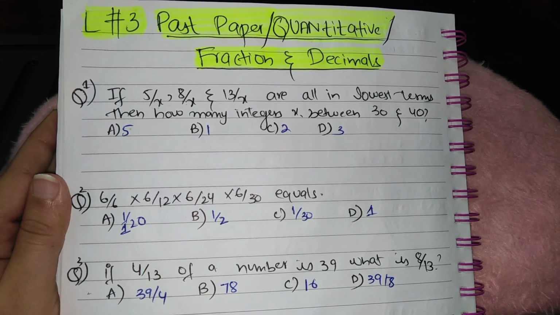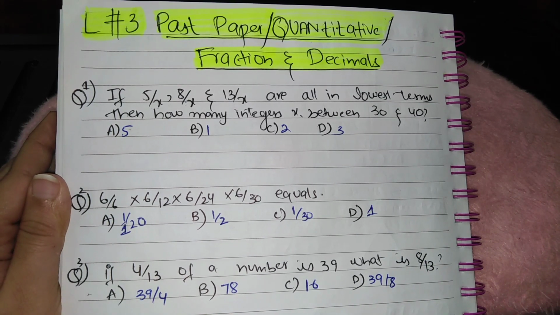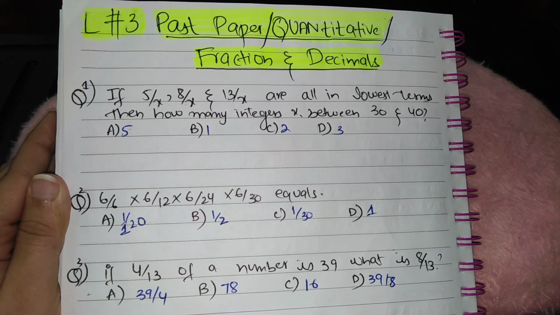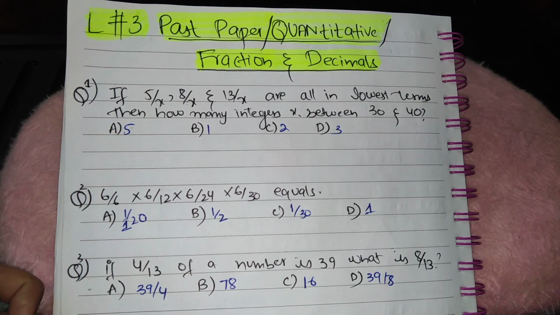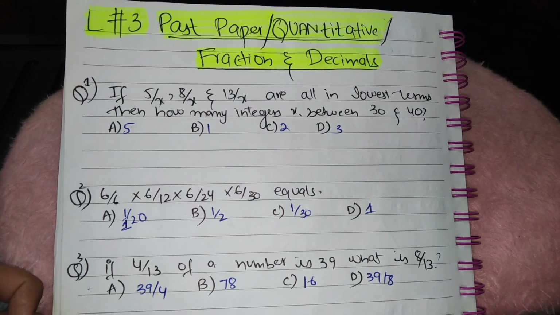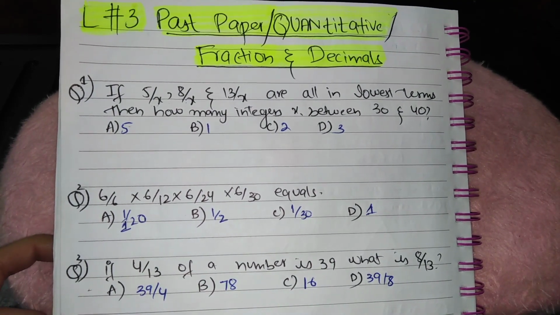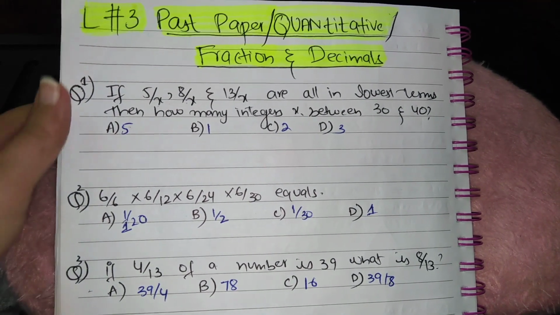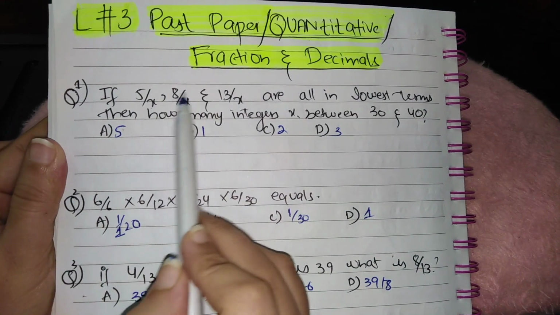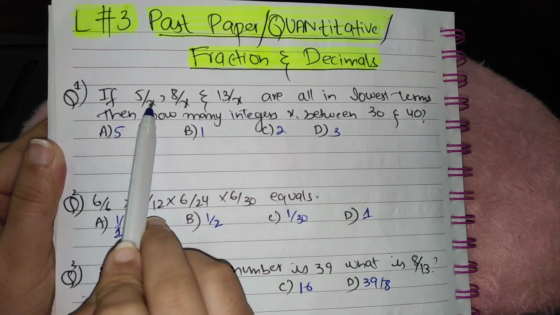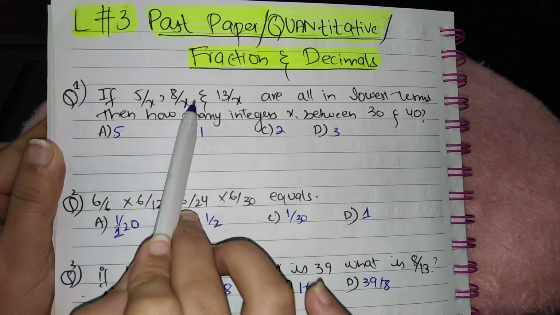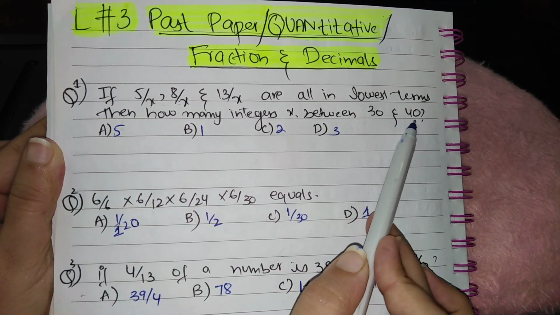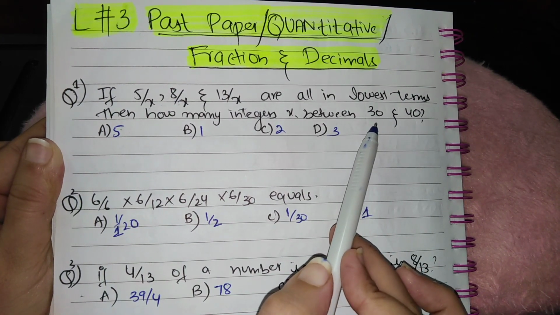Question number 1 is, if 5 by x, 8 by x and 13 by x are in the lowest terms, then how many integers x are there between 30 and 40? So the number sequence is given from 30 to 40, and these are in the lowest terms. How can we replace x by these numbers? How many numbers are there?